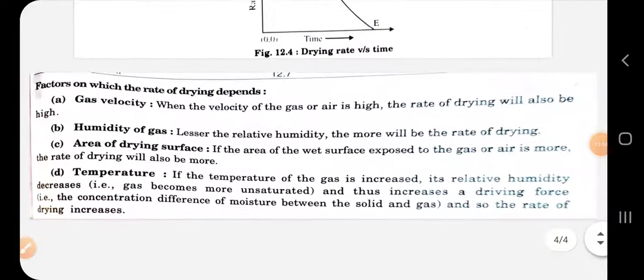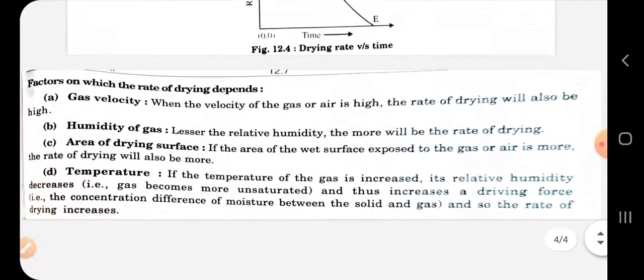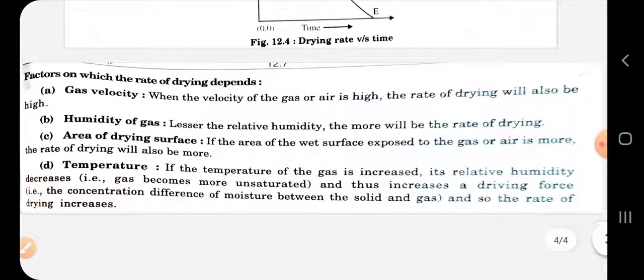Moving ahead, now we'll see some factors on which the rate of drying depends. The main four factors are as mentioned here. First one is velocity of gas. The velocity of gas or air, which we use for drying, directly affects the rate of drying. The more the velocity of gas, the better will be the rate of drying. When the velocity of gas or air is high, the rate of drying will also be high.